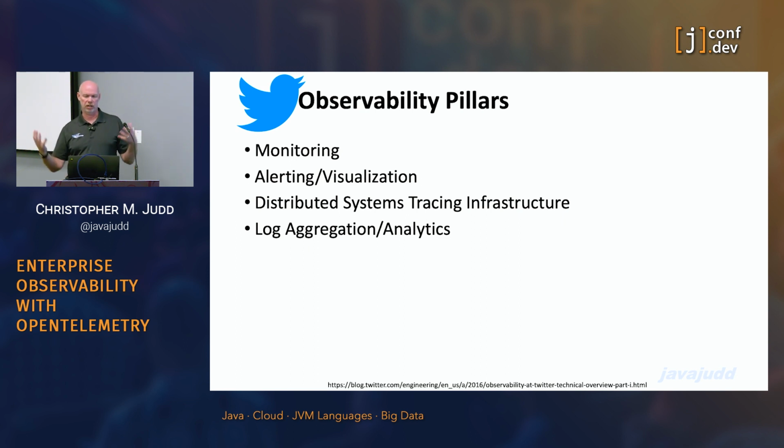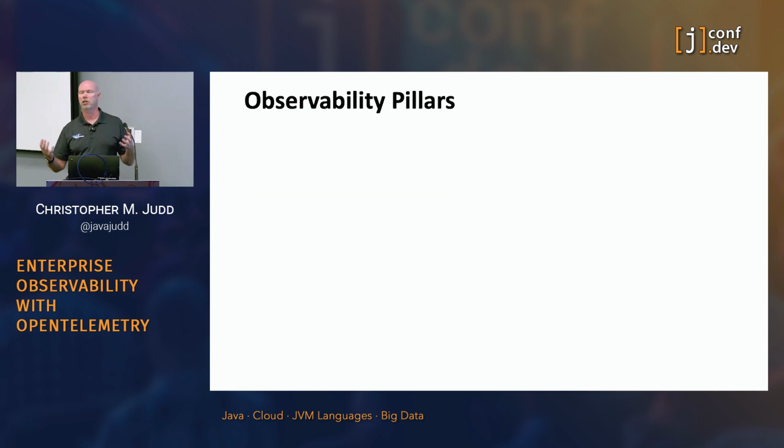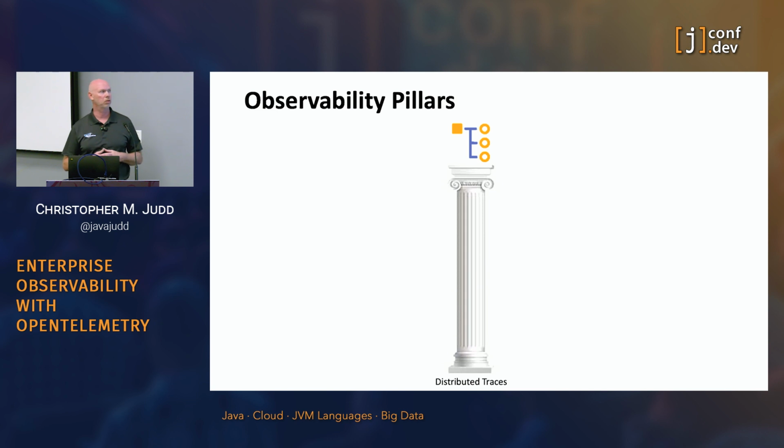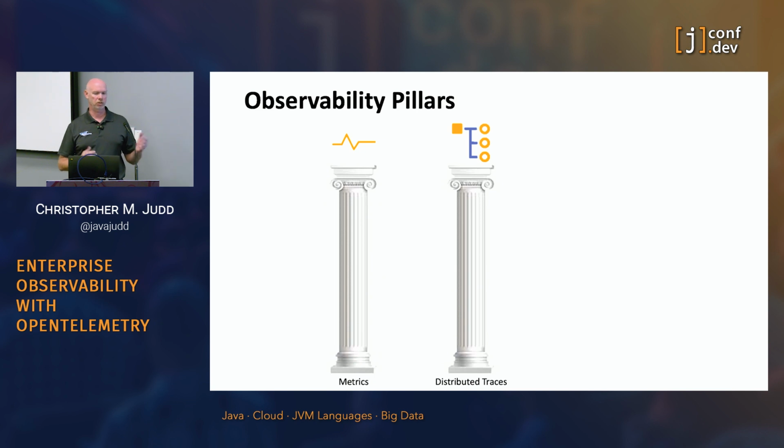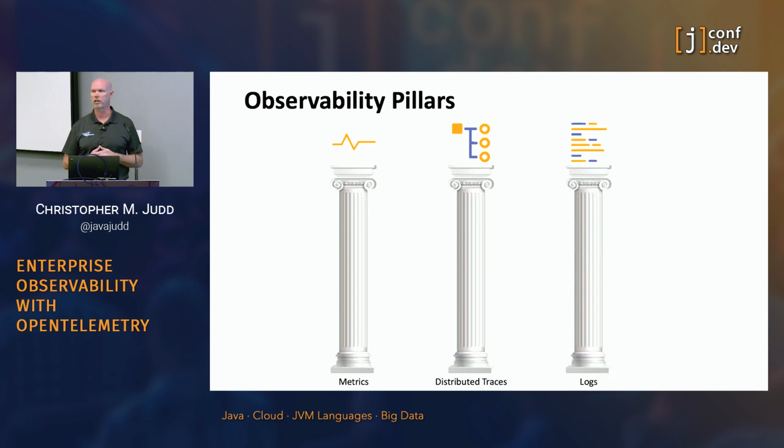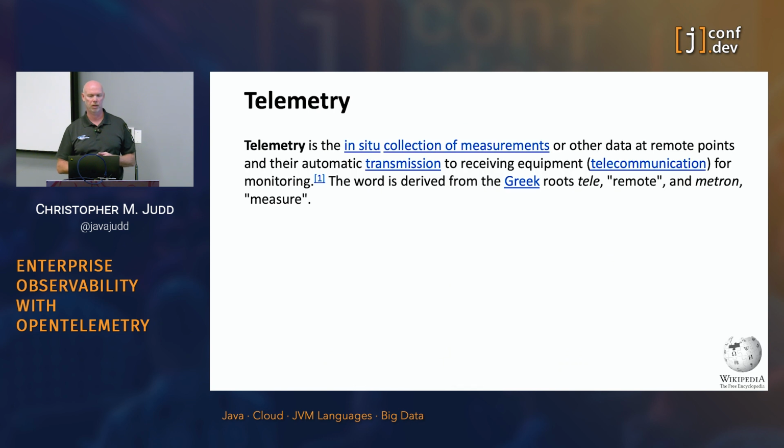Now the industry has kind of gotten around behind some general observability pillars, and those pillars primarily focus around distributed tracing, which was one of Twitter's, metrics, and then logging as well. And I think you're going to find out here in a little bit, ironically, that's also what OpenTelemetry focuses on.